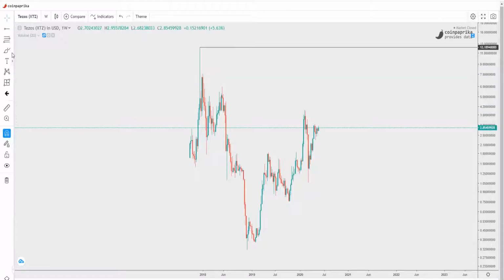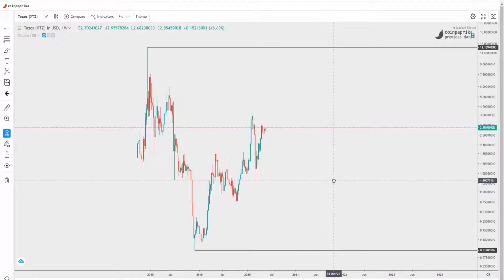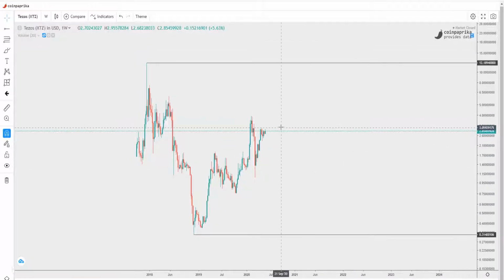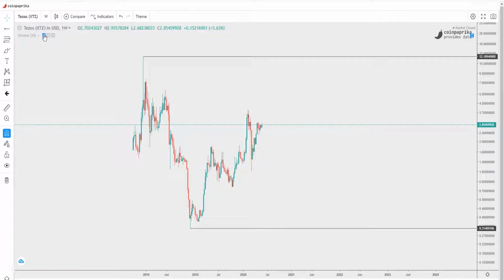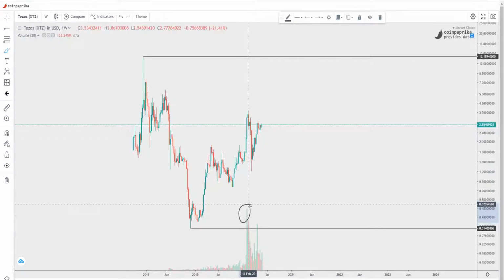Just a second, hold your horses. Okay, so first of all, let's look at volume. Okay, so here we had ranging volume here and here, both. Okay, let's see. Okay, so the decrease in volume here, it's not 100% bearish.